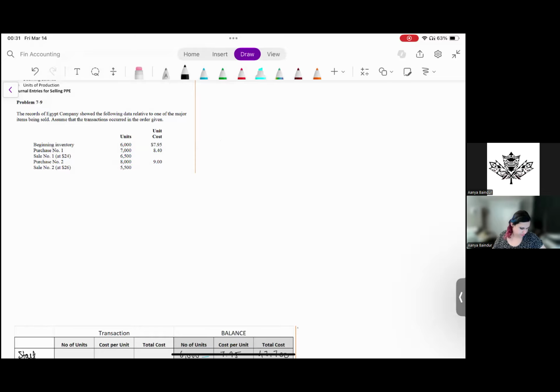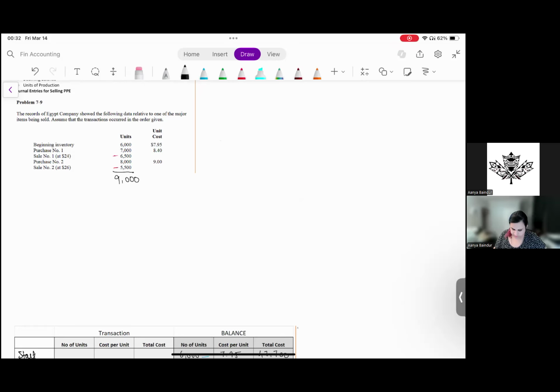Okay, when you do FIFO periodic, we first calculate how much ending inventory we have. So let's see. Again, these were negatives. The rest are positives. So let's see what our ending inventory is. We had 6,000 at the start. We purchased 7,000. We sold off 6,500. So we subtract that. We add 8,000 because we purchased some more, and then we subtract 5,500, which gives us a total ending inventory of 9,000.